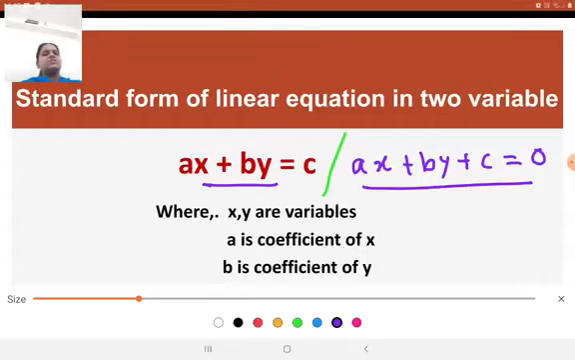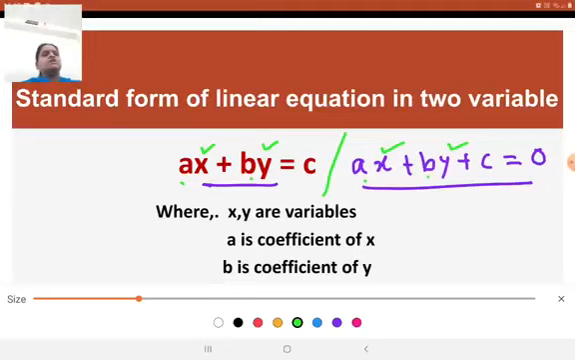Now in this expression, what is x? x is a variable. So x and y are variables. We want to find the value of these variables. And then a is the coefficient of x and b is the coefficient of y. Then what about c? c is a constant term. So c is a constant, that means it can be positive, it can be negative also.